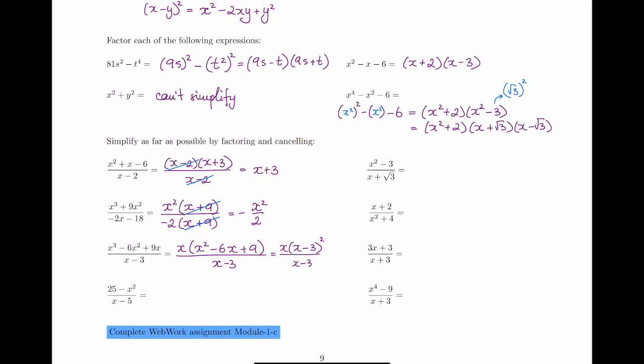Now, once I have the two common factors, I can cancel them out. And so altogether, I'm going to have x times (x minus 3) in this case.